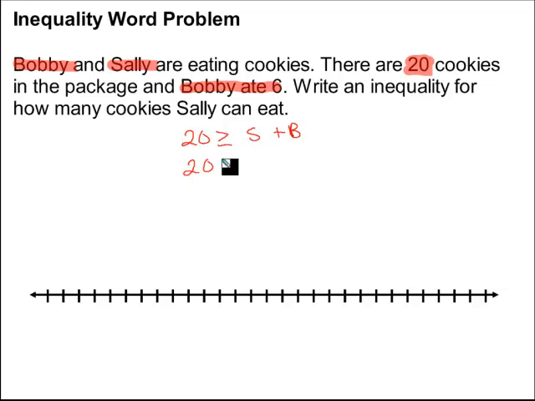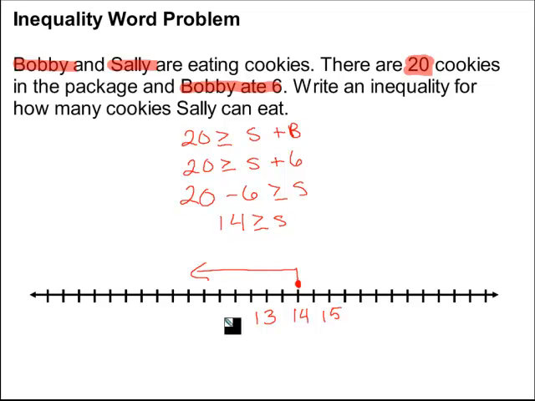All right, and so now I'm just going to put in what we know. We know Bobby ate 6 cookies. Okay, so 6 cookies plus whatever Sally eats has to be less than or equal to 20. I could also write that as the 20 cookies that are total minus the 6 cookies Bobby ate has to be greater than or equal to what Sally can eat. And then if I actually do that math, 20 minus 6 is 14. So Sally can eat up to 14 cookies. So if we put 14, 15, 13 on a number line, closed circle at 14, and she can eat all the cookies less than that.